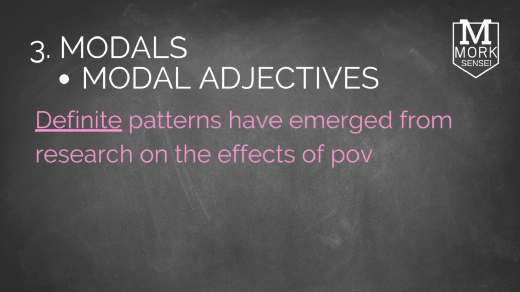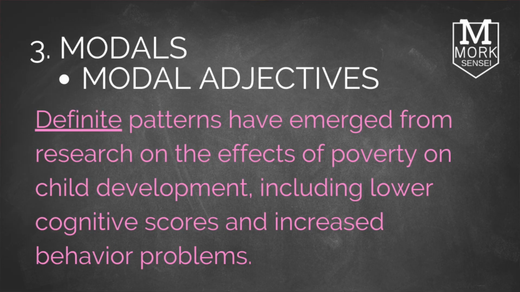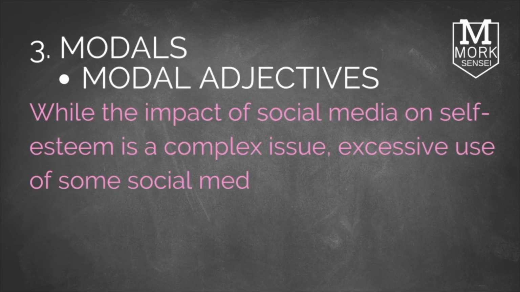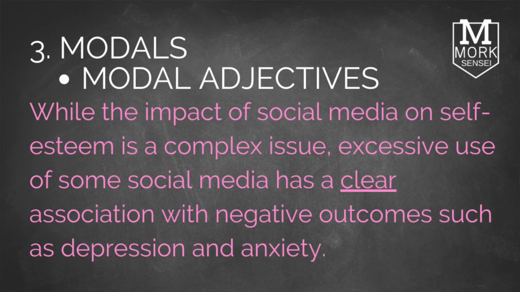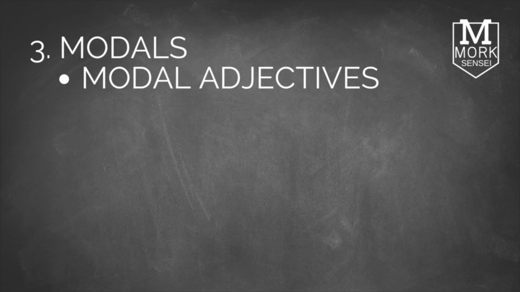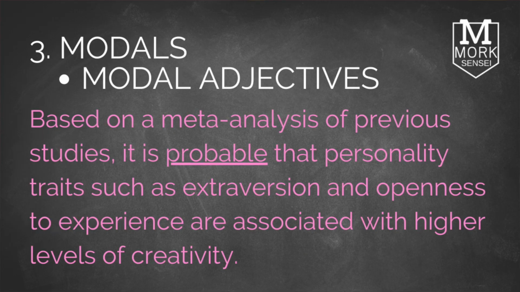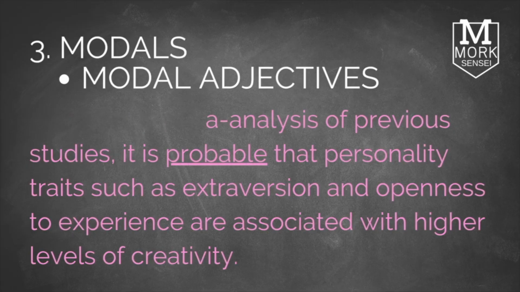Definite patterns have emerged from the research on effects of poverty on child development, including lower cognitive scores and increased behavior problems. While the impact of social media on self-esteem is a complex issue, excessive use of some social media has a clear association with negative outcomes such as depression and anxiety. Based on a meta-analysis of previous studies, it is probable that personality traits such as extroversion and openness to experience are associated with higher levels of creativity.